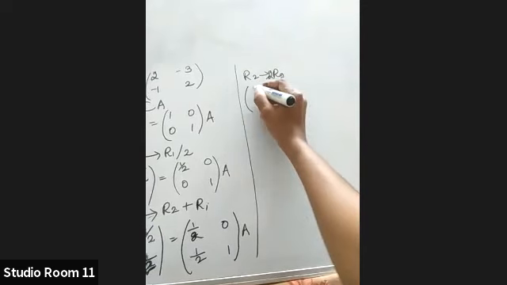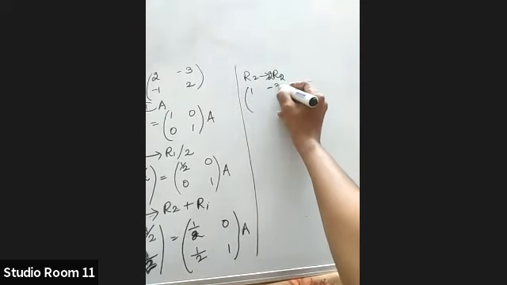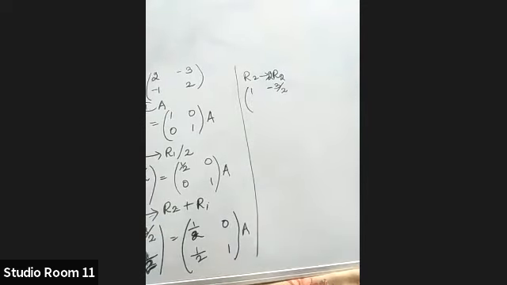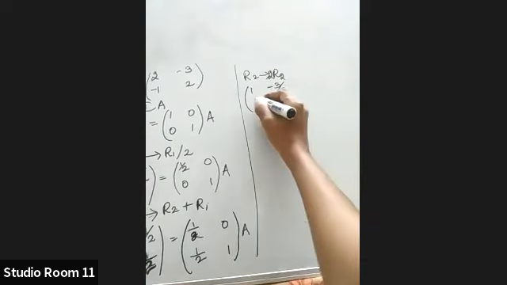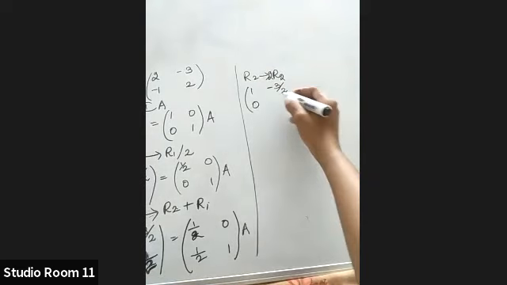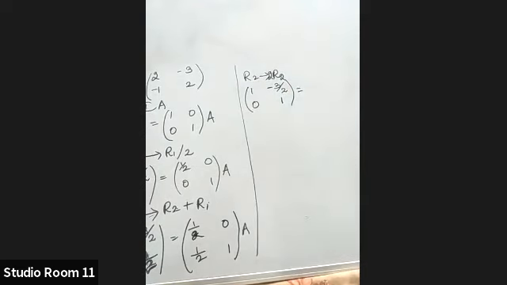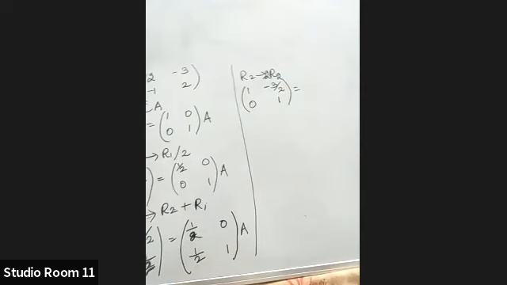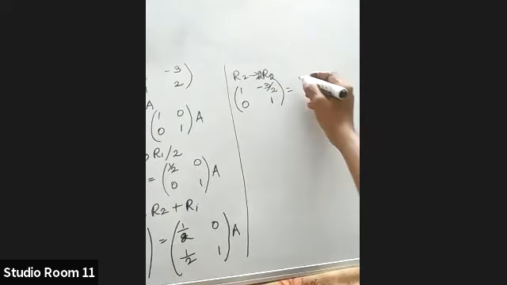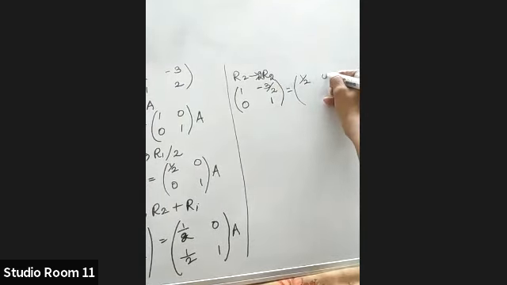First row, no change. Second row, when you multiply by 2, 0 into 2 is 0, and half into 2 is 1. A is equal to IA. On the right side, the first row is 1/2, 0, and the second row multiplied by 2 is 1, 2, into A.